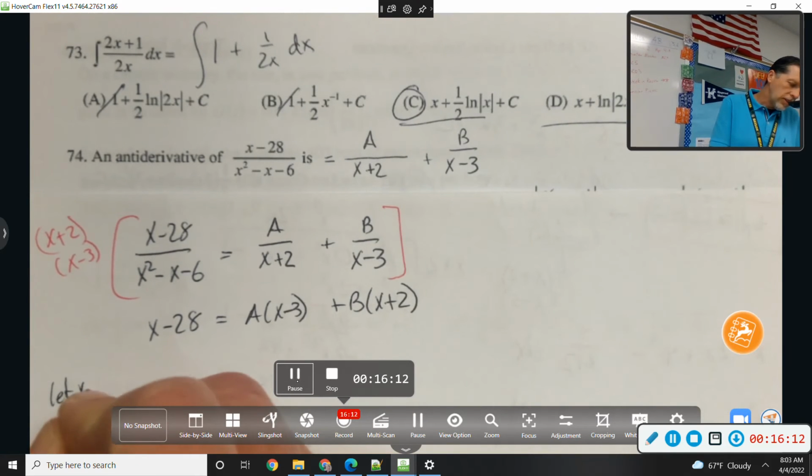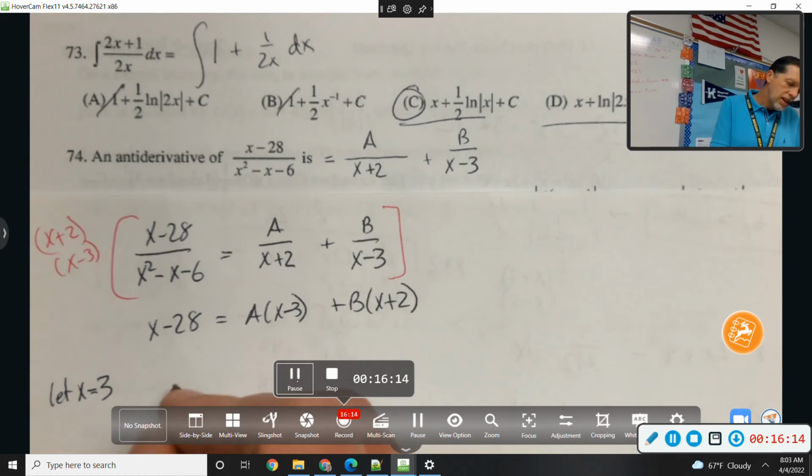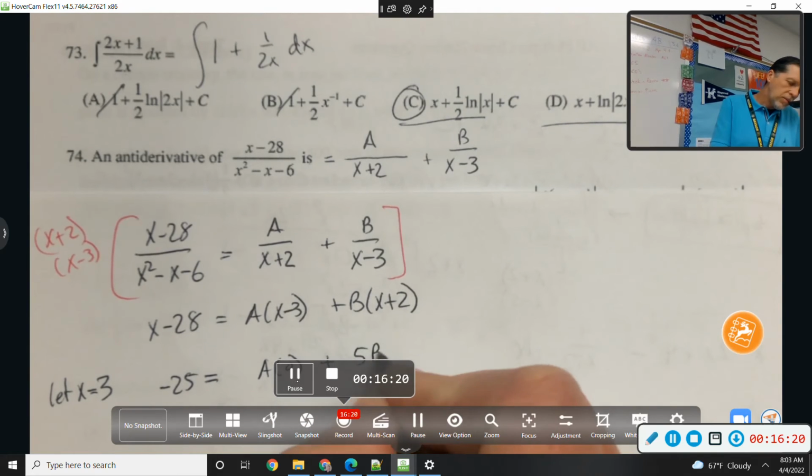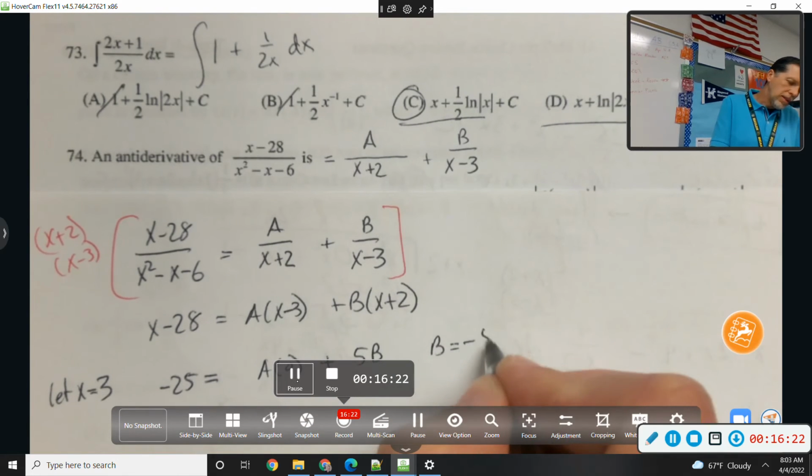So if we let x equals 3, then negative 25 equals 5b, and b is negative 5.